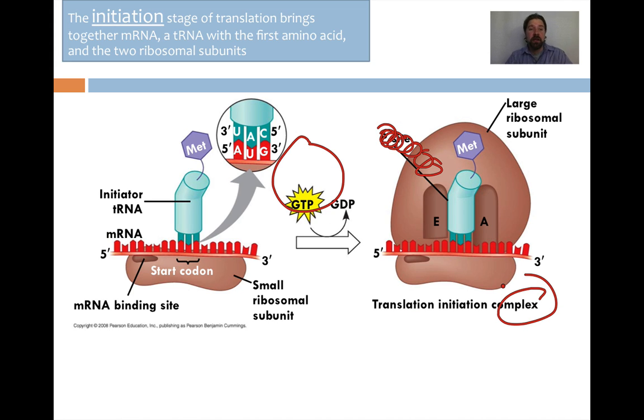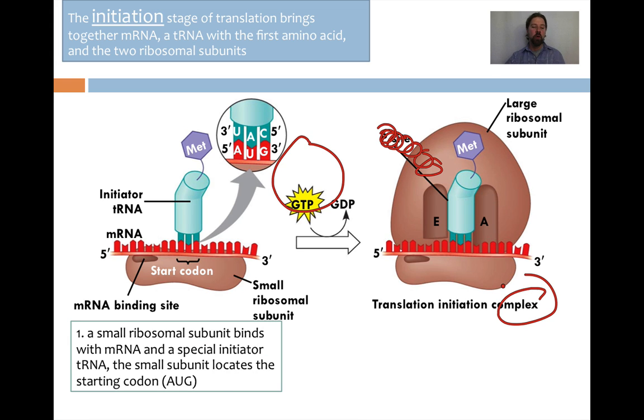During initiation, what we'll see is an mRNA, a tRNA, and the 2 ribosomal subunits get together. Let's kind of break that down for a second. So number 1, it says a small ribosomal subunit binds with mRNA and a special initiator tRNA. The small subunit locates the starting codon AUG. So we mentioned that there was a start codon that coded for methionine, which you can see here. And the process really gets going when the tRNA's anticodon meets up with the codon for that.